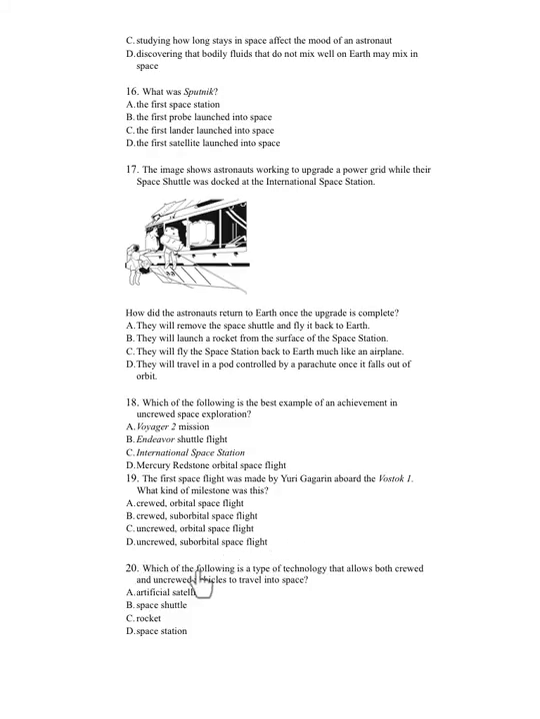Number 20, which of the following is a type of technology that allows both crewed and uncrewed vehicles to travel into space? A, artificial satellite. B, space shuttle. C, rocket. D, space station.